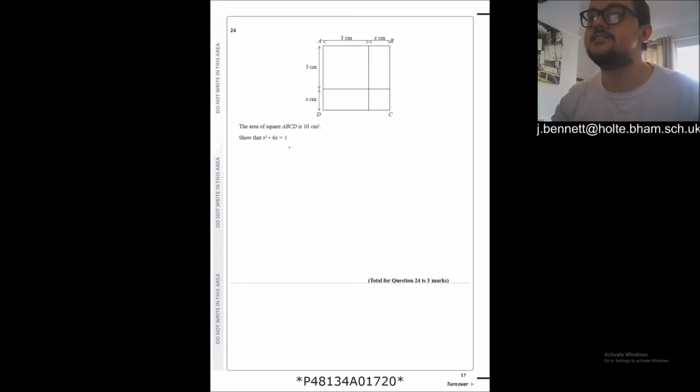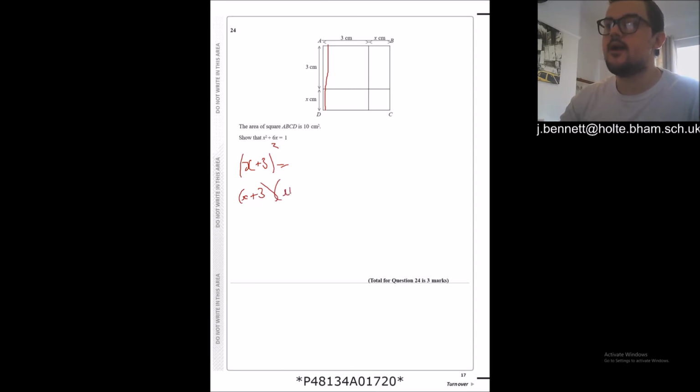Show that the area of this is that. Right, so the area of a square is the width squared. The width is x plus 3. So x plus 3 squared, because it's the area of a square. We square this, so we have x plus 3 times x plus 3: x times x is x squared, x times 3 is 3x, 3 times x is 3x, 3 times 3 is 9.